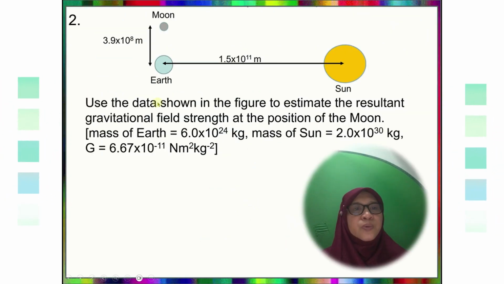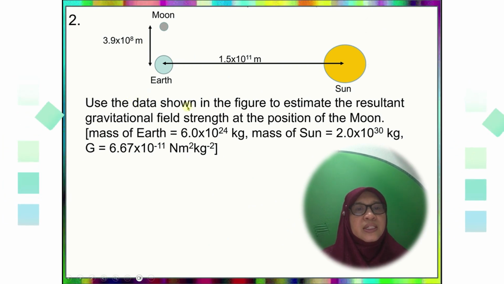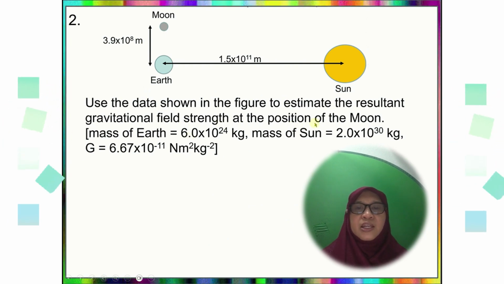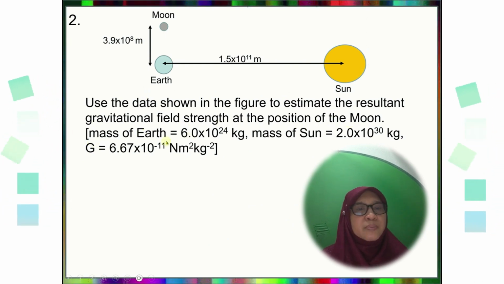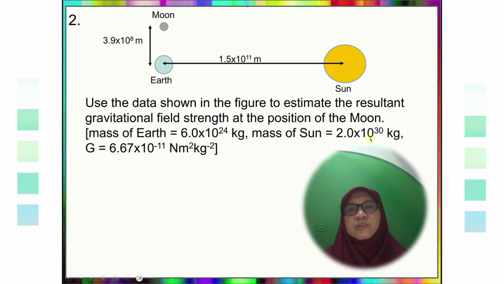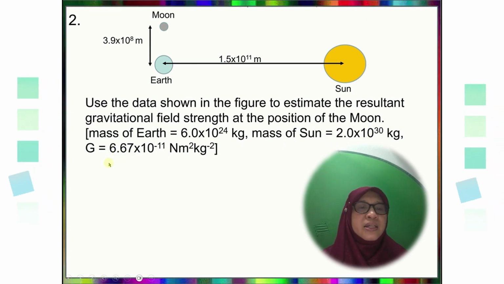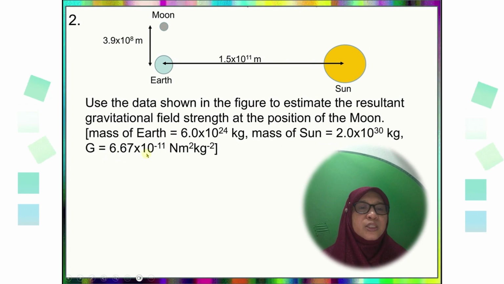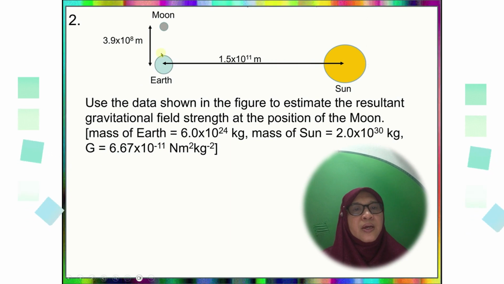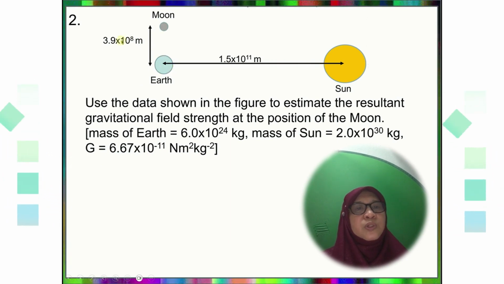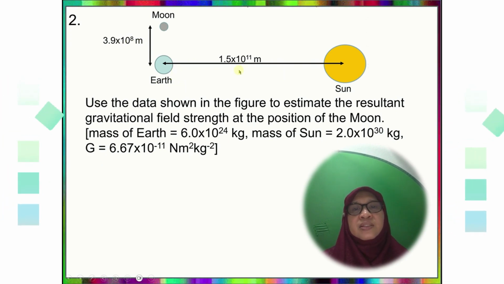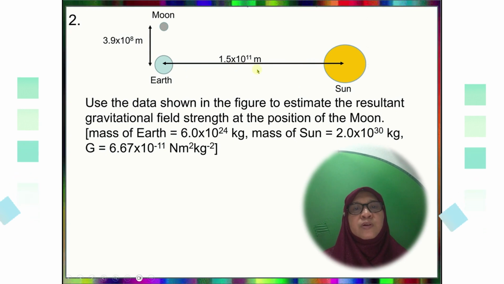Next we go to question number 2. Use the data shown in the figure to estimate the resultant gravitational field strength at the position of the moon. Mass of the earth is 6 times 10 to the power of 24 kilogram. Mass of the sun is 2 times 10 to the power of 30 kilogram. The gravitational constant is 6.67 times 10 to the power of negative 11 newton meter squared per kilogram squared. The distance of the earth to the moon is 3.9 times 10 to the power of 8 meter, and the distance between earth and sun is 1.5 times 10 to the power of 11 meter.